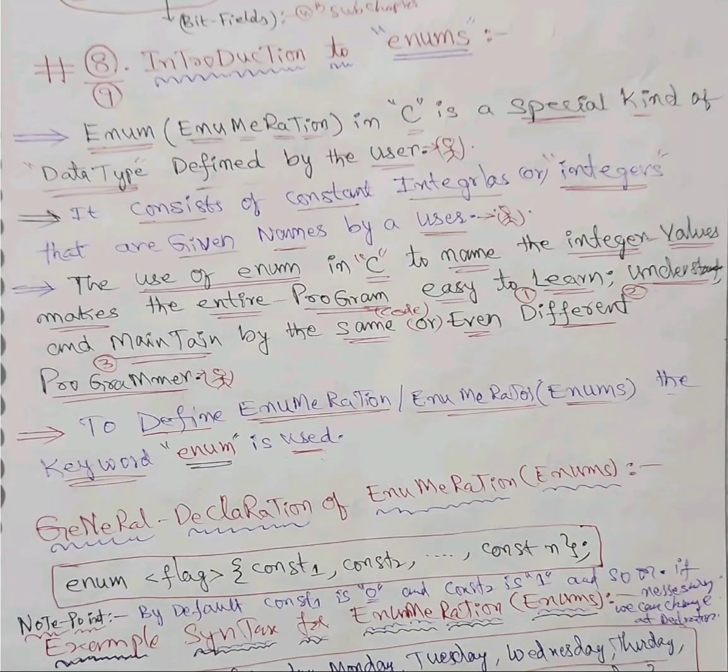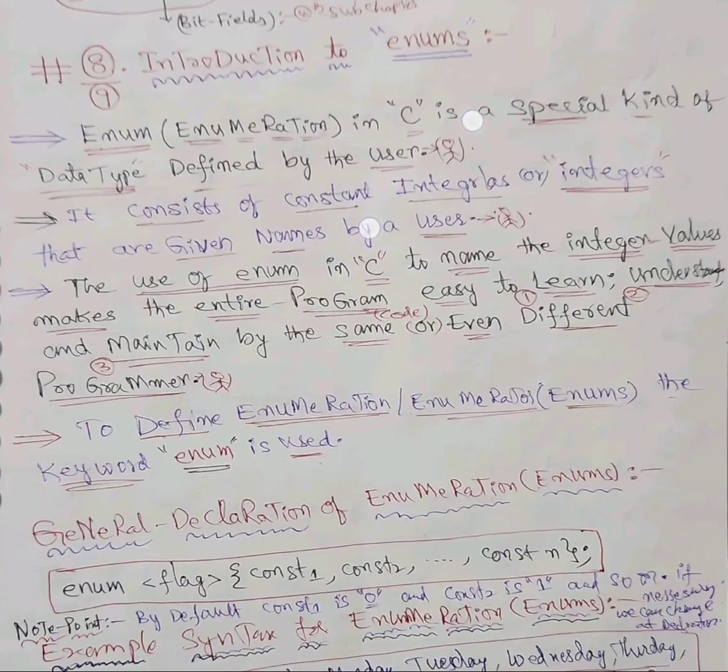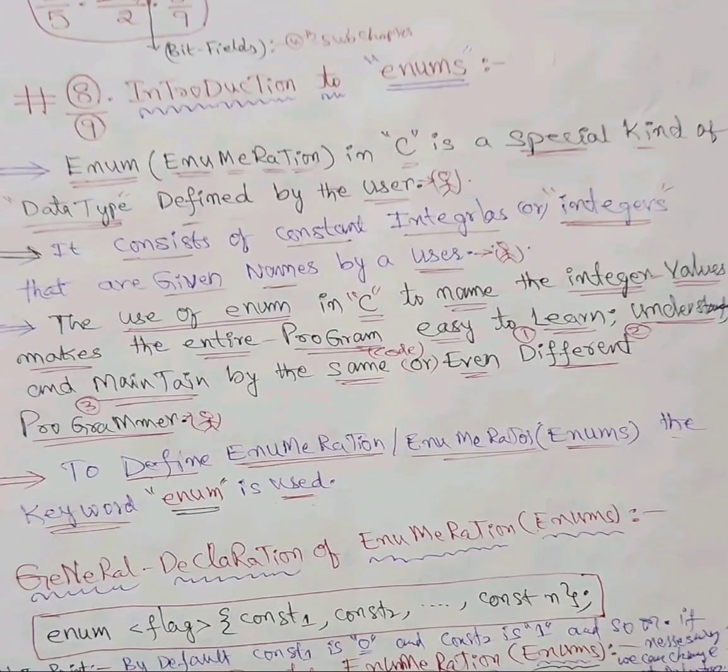Now our topic is Enum. Enum means enumerator. This is a user defined data type. Some of the previous model papers and guess papers, this question is also given. Enum means enumerator, a special kind of data type defined by the user. User means we, right?